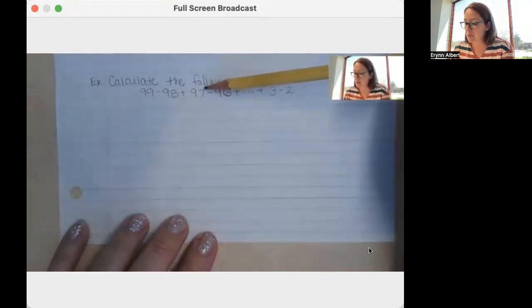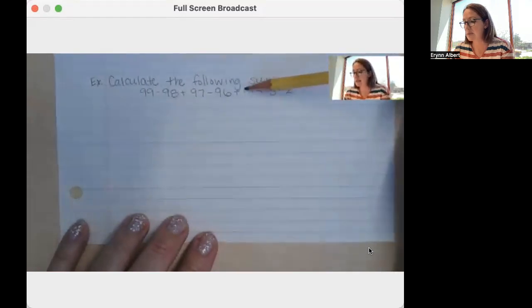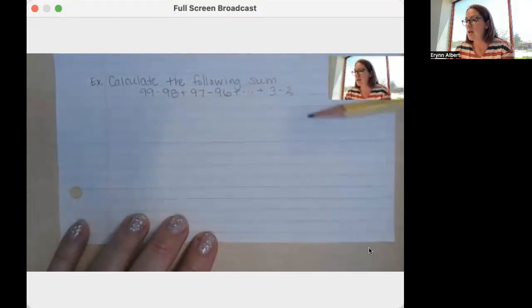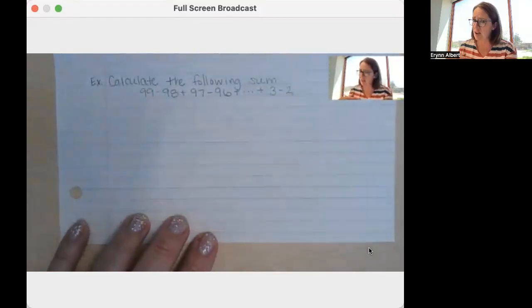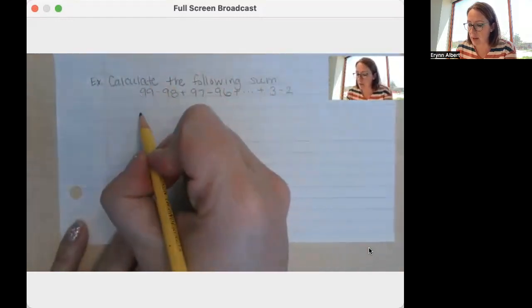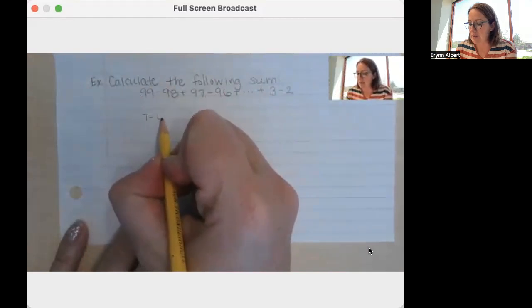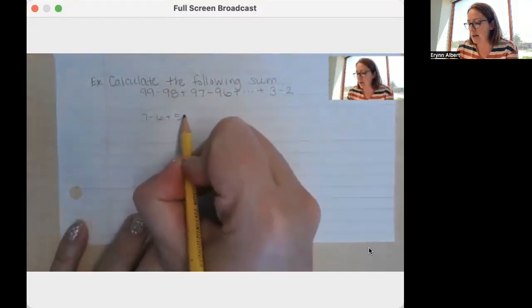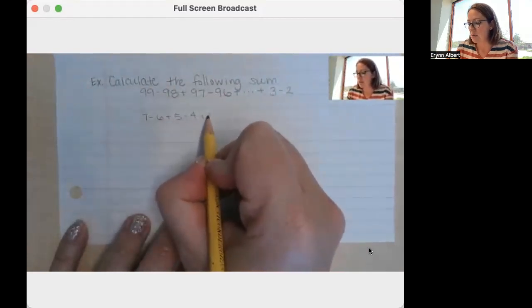All right, so the first question that we're working with is: calculate the following sum. 99 minus 98 plus 97 minus 96 plus, and so on, all the way down to 3 minus 2. So I could write all these numbers out and add them together, but that would take a long time. So I want us to think of something smaller and more manageable. Let's do 7 minus 6 plus 5 minus 4 plus 3 minus 2.